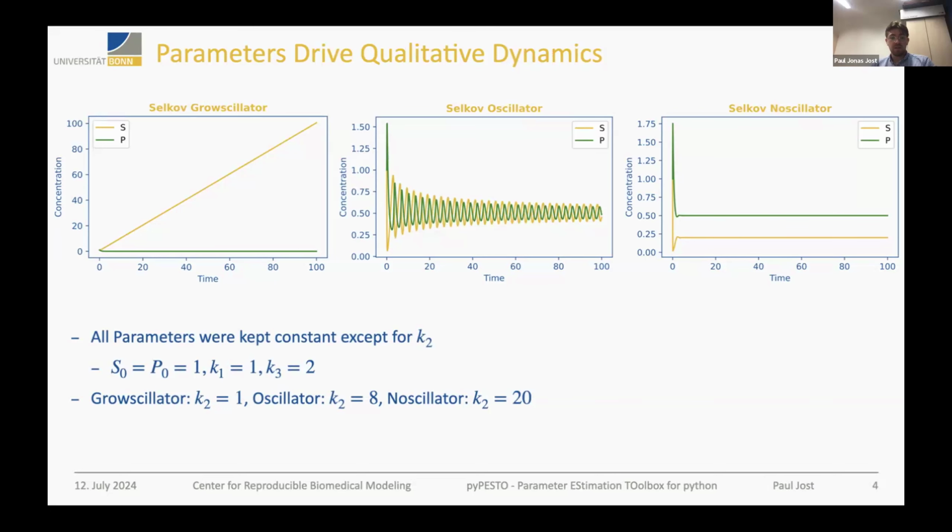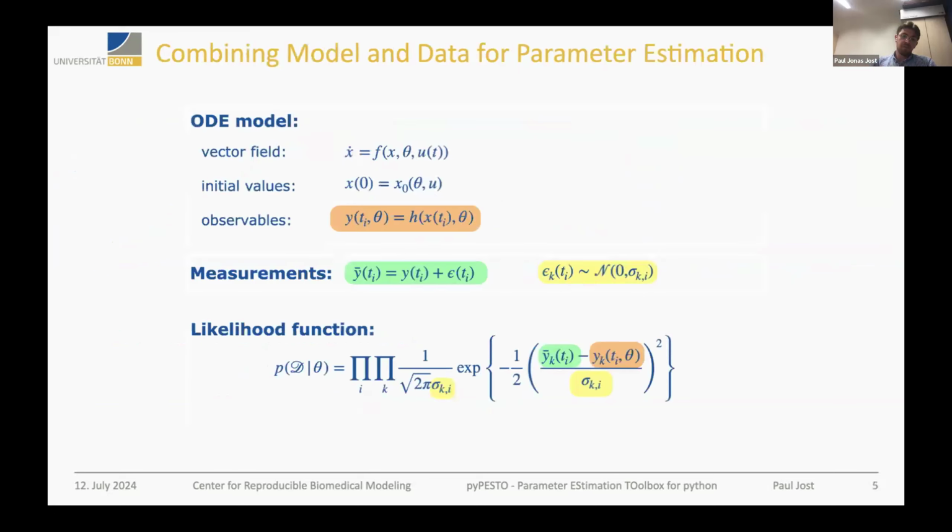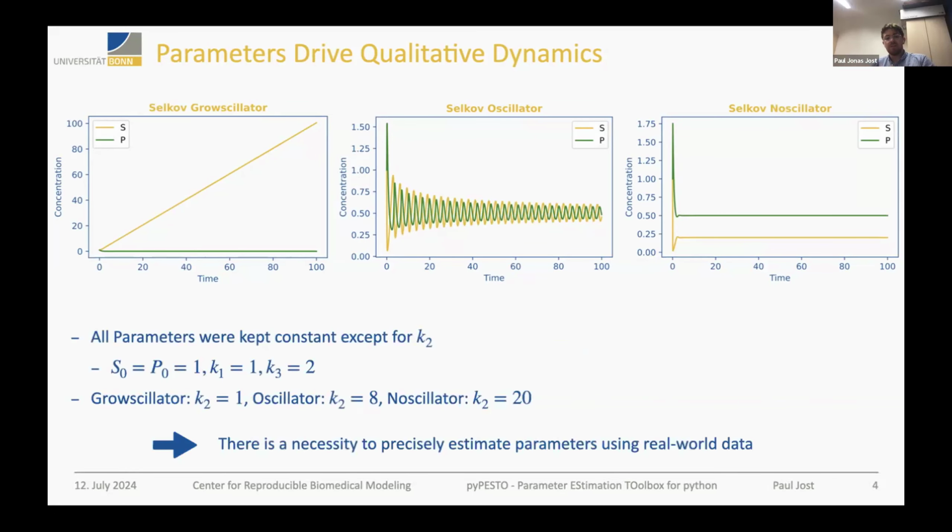To me, this was very surprising. And I think what it tells you is parameter estimation is crucial to determine dynamics. It's not just enough to say, okay, well, I have the model structure, and now I can start looking into how the behavior looks, but we really want to pinpoint the parameters to a precise value. Even if you know all the others by some kind of literature knowledge already, you still want to pinpoint the last parameter. So that means there is a necessity to precisely estimate parameters using some kind of real world data or some kind of measurements, because we want to see how it behaves in reality.